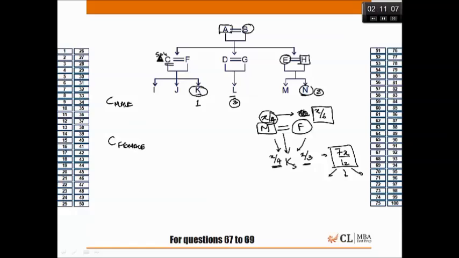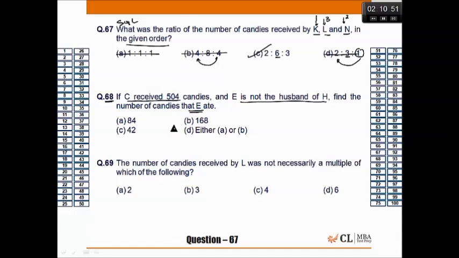If C is a male, then H will receive 504, and 504 divided by 6, that'll be one value. And if C is a female, then X by 6 denotes 504. Then you will get 2 cases, either A or B. There have to be 2 cases. So again SQC. Let me not break my head with this one more.